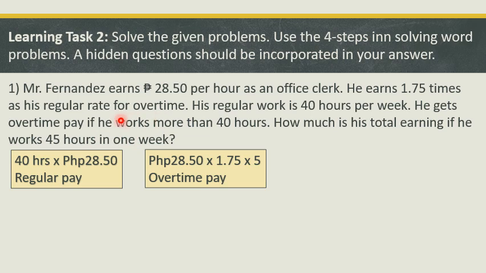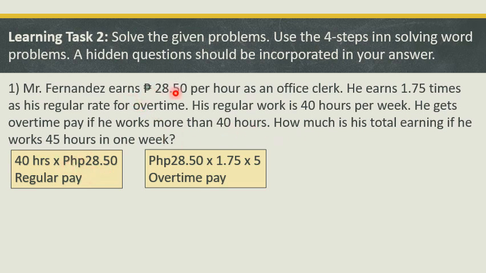Eh, sabi dyan, kapag sumobra daw sa 40 hours, magbabayad naman siya ng overtime. So, yung overtime natin ay mas mataas daw ng 1.75 times kaysa dun sa regular pay. So, magkano ba yung regular pay? First, we will solve how much Mr. Fernandez receives as regular pay. That is 40 hours times 28 and 50 centavos. Okay, so yun muna isasolve natin.